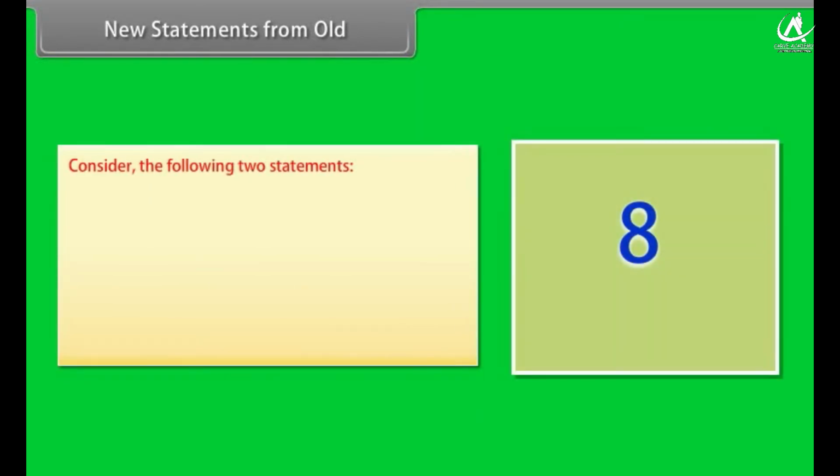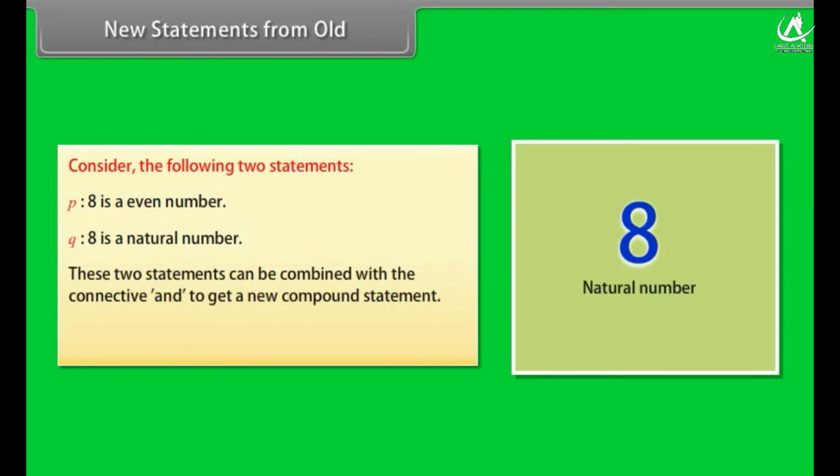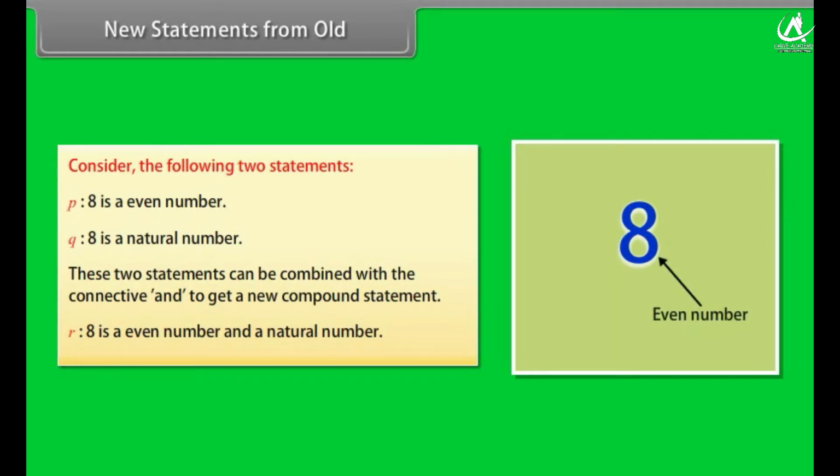Consider the following two statements. p is a statement that 8 is an even number. q is a statement that 8 is a natural number. These two statements can be combined with the connective and to get a new compound statement. r is a statement that 8 is an even number and a natural number.